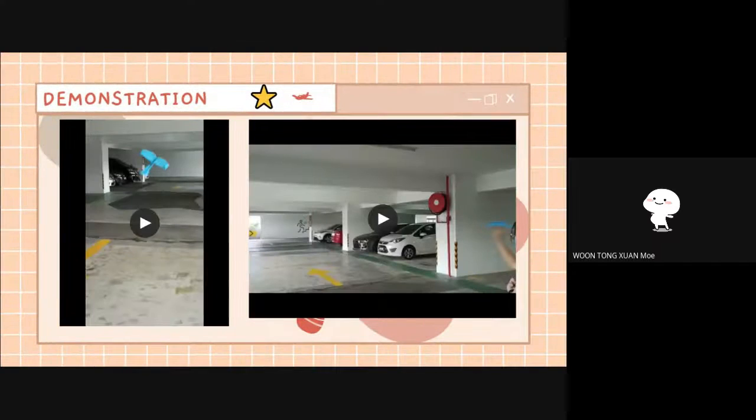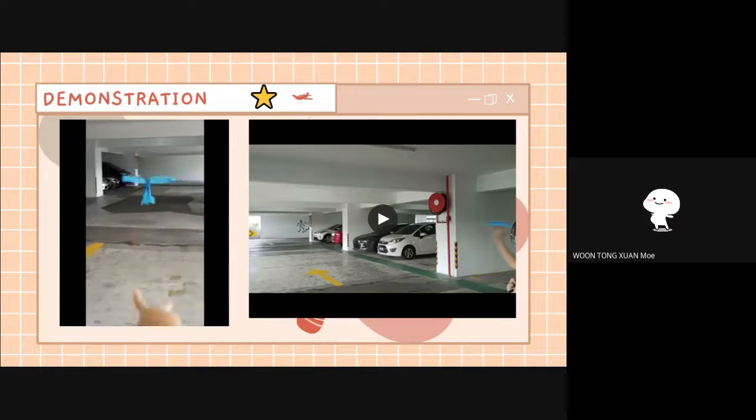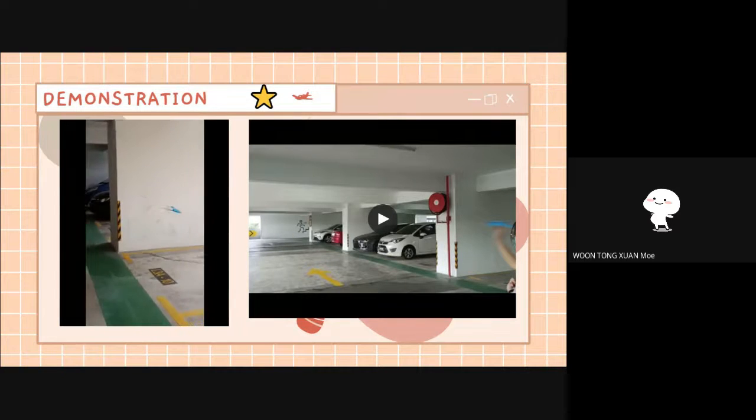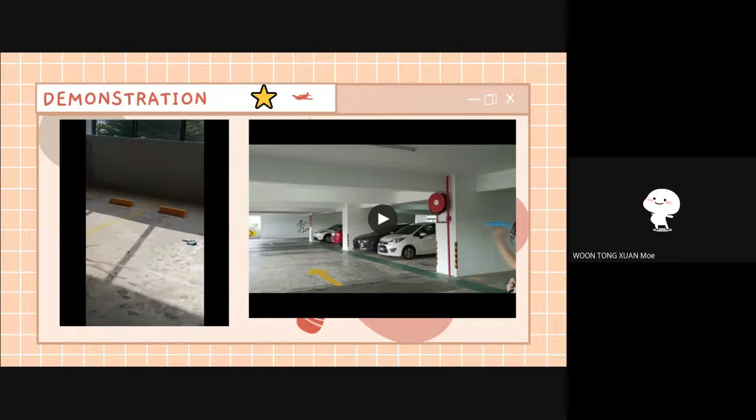And now I will show the results and how the paper glider will fly. When it flies, the height and direction will change, and it will drop.